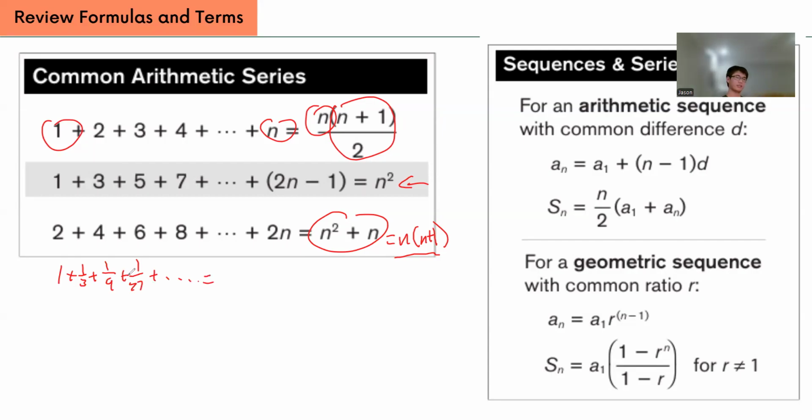Let's say this is S. You just multiply the whole thing by 3, or whatever number your ratio is. If your ratio was like 5/3, you would multiply by 5/3, or by 3/5, depending on which way you like to do it. So here we have 3 plus 1 plus 1/3 plus 1/9 plus dot, dot, dot.